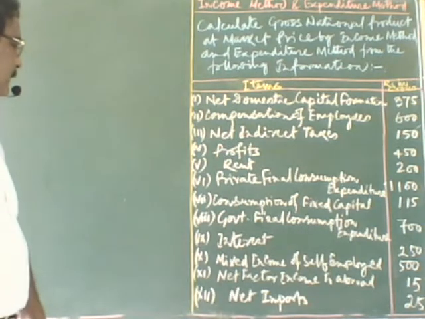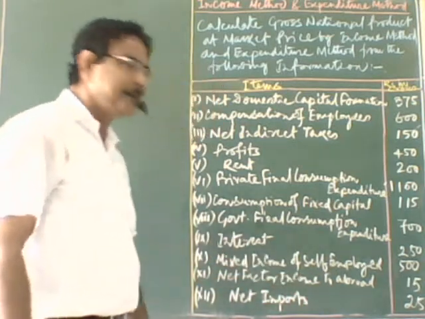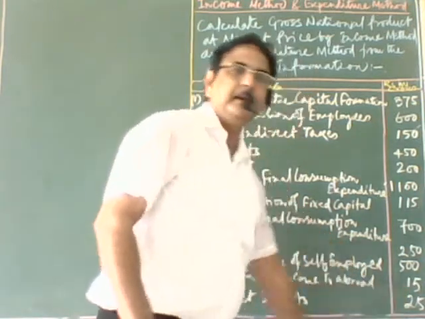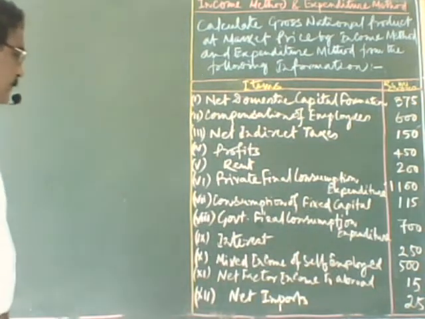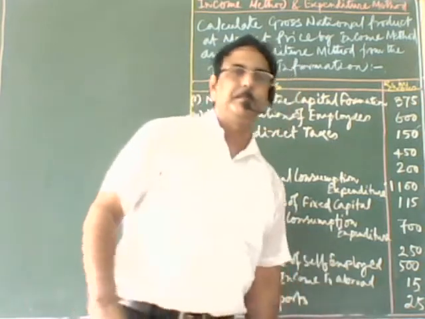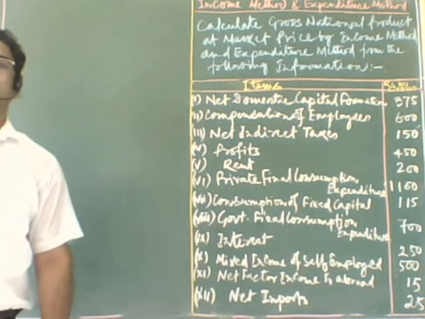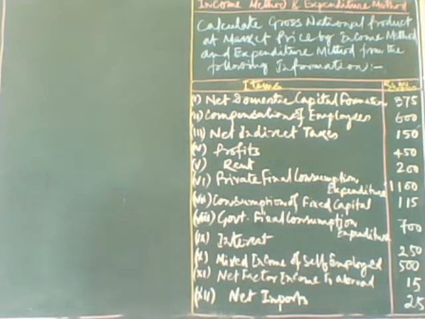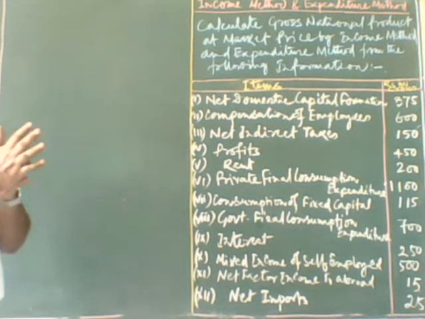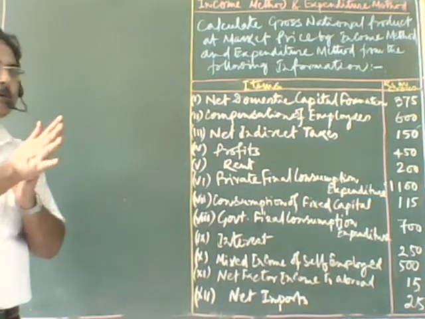Number 11, net factor income to abroad, that value is 15. And the last component, net imports, that value is 25. So these are the components which have been given on the green board. From this information, we have to solve gross national product at market price by income method and expenditure method.